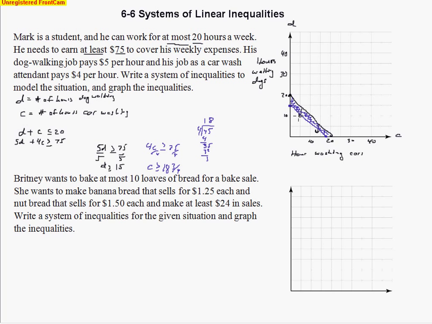So the next problem says that Brittany wants to bake at most 10 loaves of bread for a bake sale. She wants to make banana bread that sells for $1.25 each, and nut bread. So we've got two different variables. We've got banana bread and nut bread. So how about we go with B stands for number of loaves.